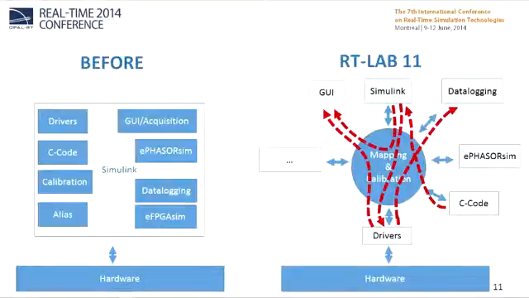To give basically a broad overview of what you just went through before, previously, this is what in RT Lab 10 a simulation would look like. I would have a Simulink model. Within the Simulink model, I would have drivers, S functions, various calibration, aliases, data logging, whatever you want. Everything would go in the Simulink model. And then we would compile this and send this to the hardware to simulate.